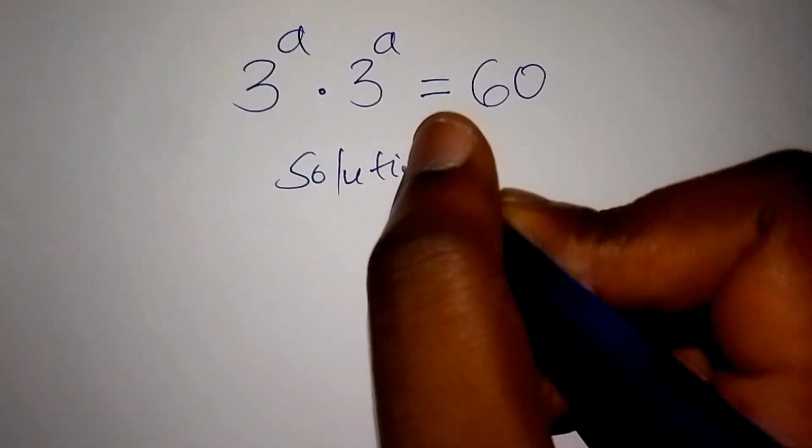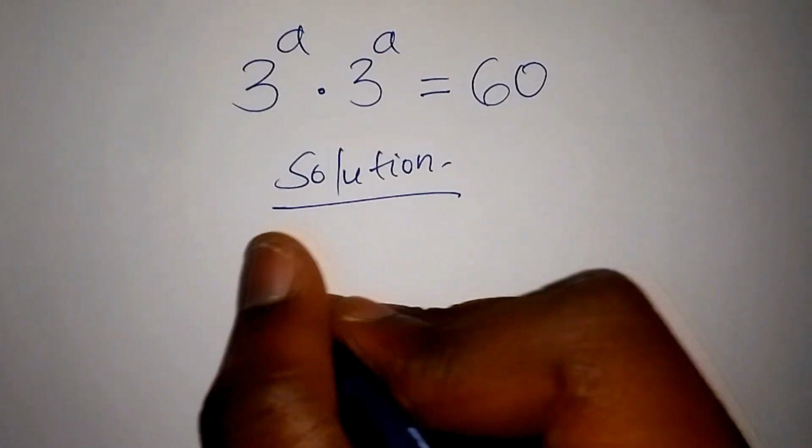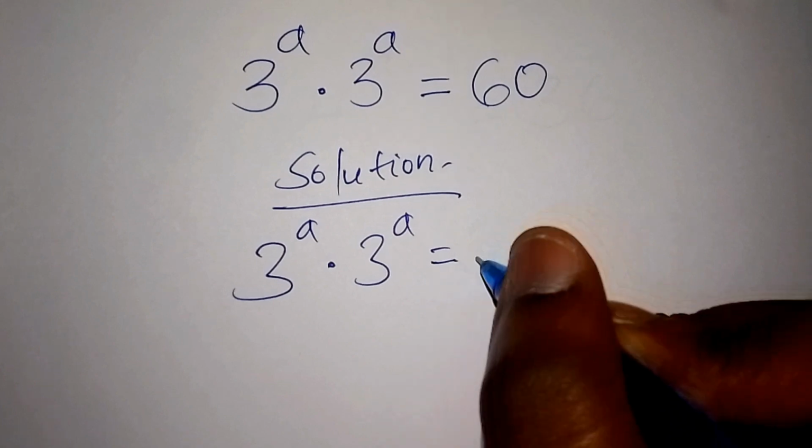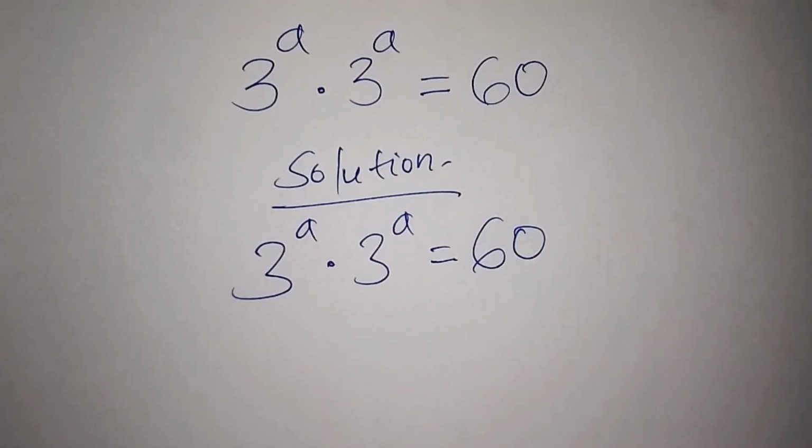So on our solution, this one is the maths problem. 3 to the power of a, then multiply by 3 to the power of a is equivalent to 60. So what is the value for a?